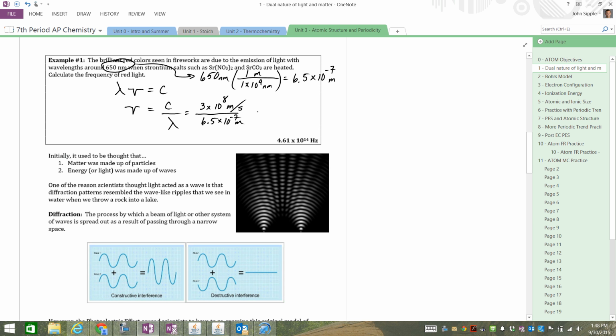So then we plug that in there, 6.5 times 10 to the minus 7 meters. Oh, sorry, the speed of light is meters per second. So we'll be left with hertz, because the meters cancel and we're left with per second. So the speed of light divided by 6.5 times 10 to the minus 7, we get a massive amount of hertz. 4.62 times 10 to the 14 per second. Okay.